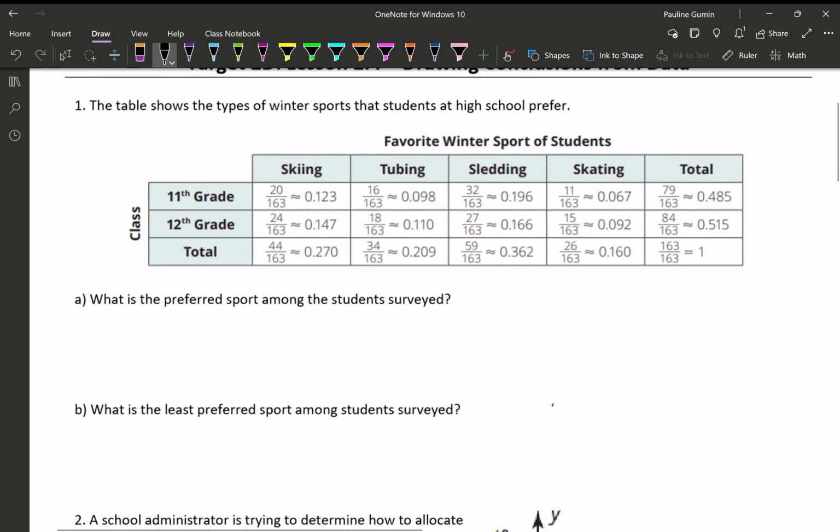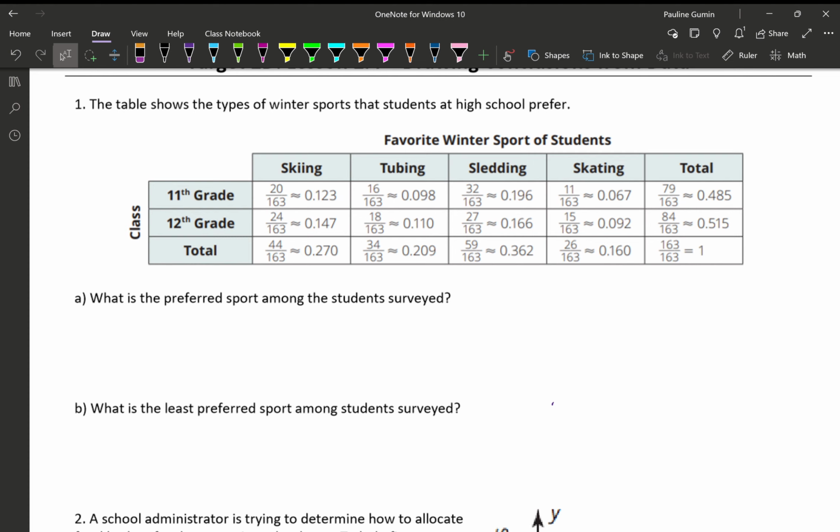Number 1, the table shows the types of winter sports that students prefer at a high school. So these 11th graders and 12th graders were surveyed about skiing, tubing, sledding, and skating. Now it looks like 163 students were surveyed in total. And let's answer some questions. Number 1A. What is the most preferred sport among students surveyed?